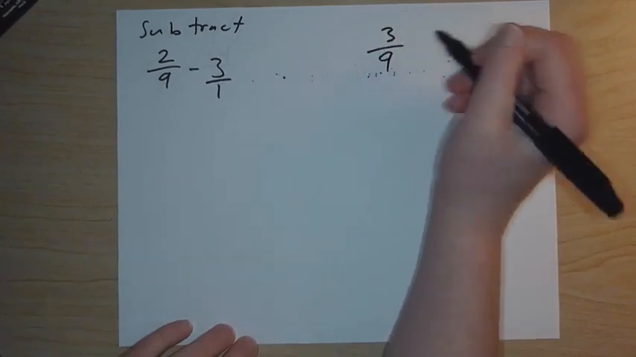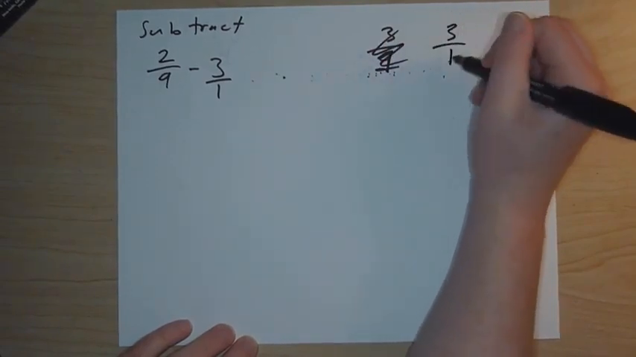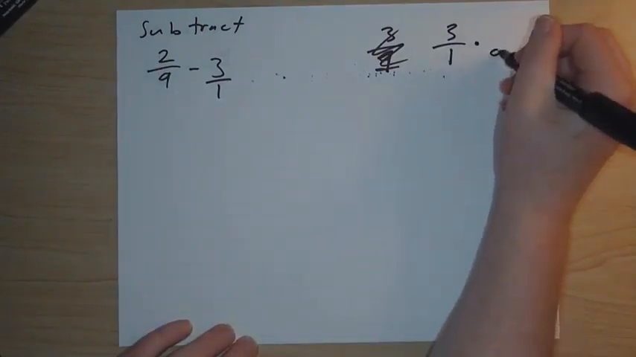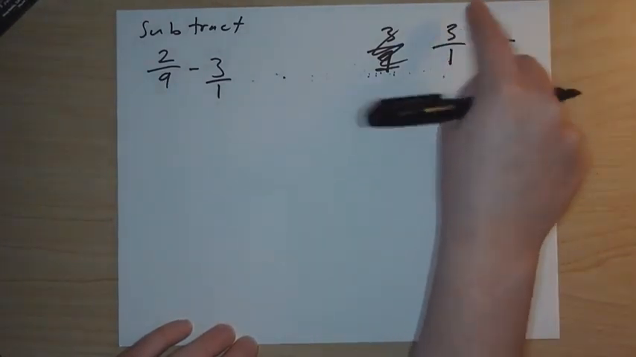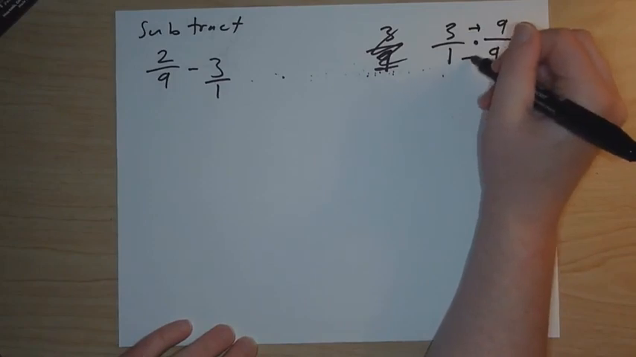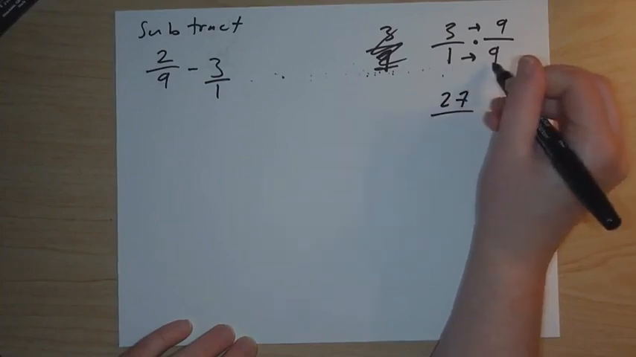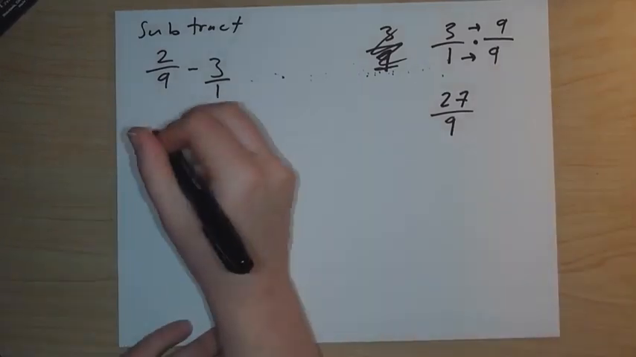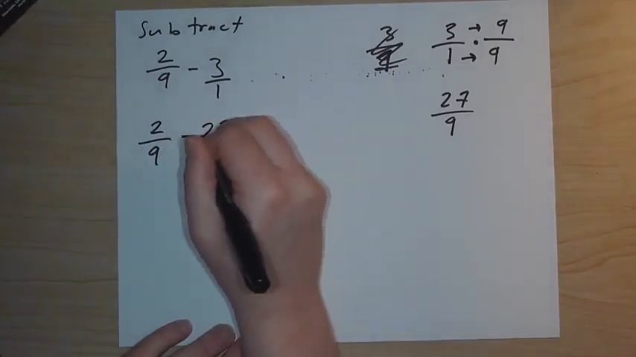So if we multiply the 3 over 1, we need to make this denominator be the same as this one. So we're going to multiply to get 9 on the denominator. We're going to multiply 1 by 9. We don't want to change the value of this 3, so we're going to multiply the whole thing by 9 over 9, which is 1. So 3 times 9 is 27, and then 1 times 9 is 9. And if you say 27 divided by 9, it's 3. So we can rewrite this as 2 over 9 minus 27 over 9.